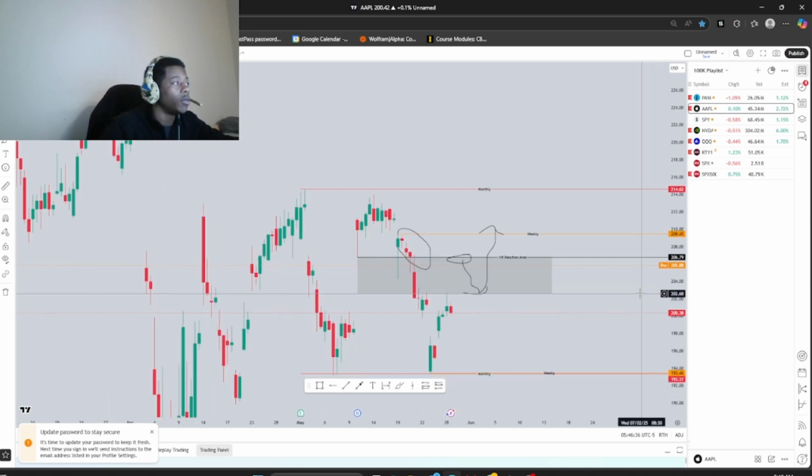The thing that you need to be worried about the most is these higher time frame reaction areas and what you should be doing when you're away from those reaction areas.